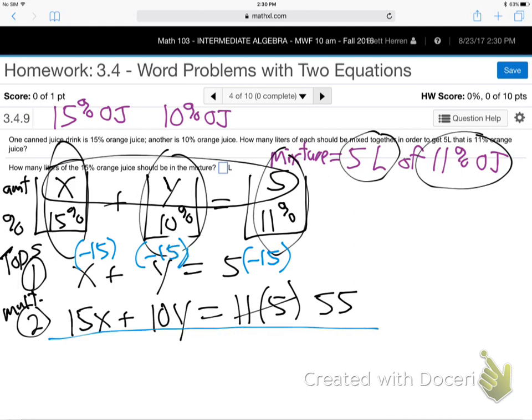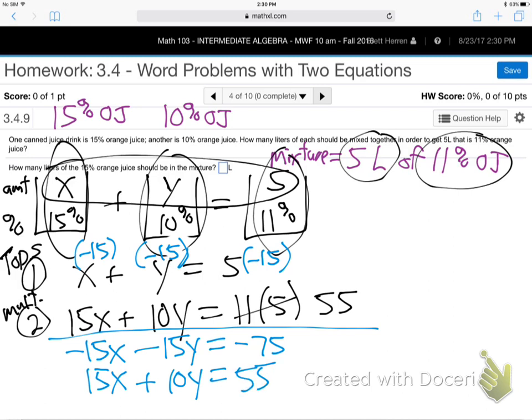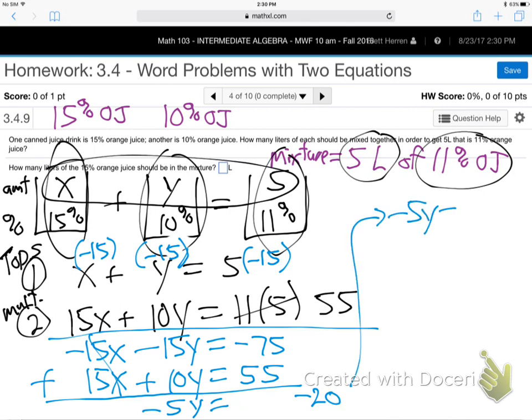Like that. So negative 75. Good to there? Add them up. X's cancel. Minus 5y. What is that? Minus 20. Minus 5y is minus 20 divided by minus 5. Y is 4.